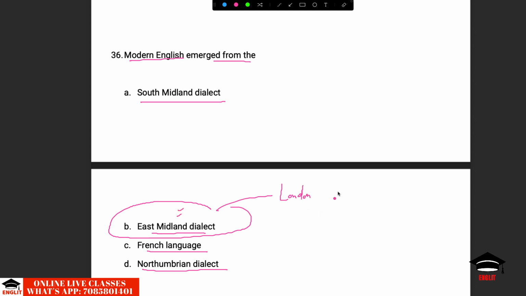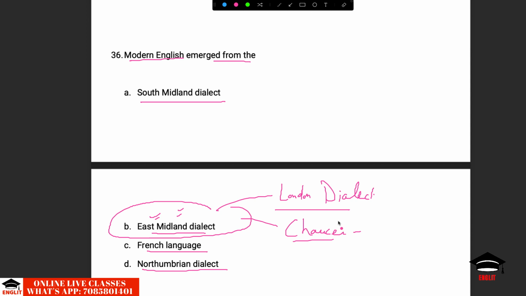It is also called London dialect or East Midland dialect, and it was due to the efforts of Chaucer that the vernacular that was spoken in East Midland dialect was made into a national language. Chaucer started using this dialect for his compositions. So later on he used this dialect in his compositions, like the Canterbury Tales.